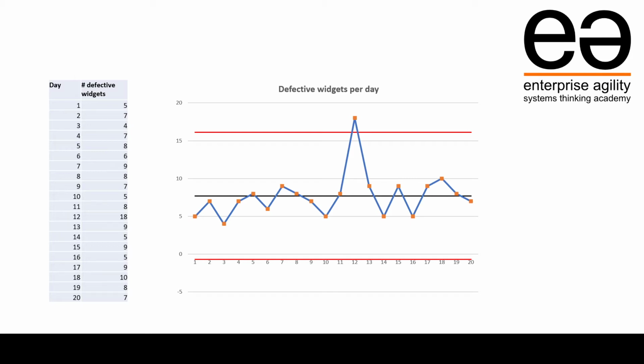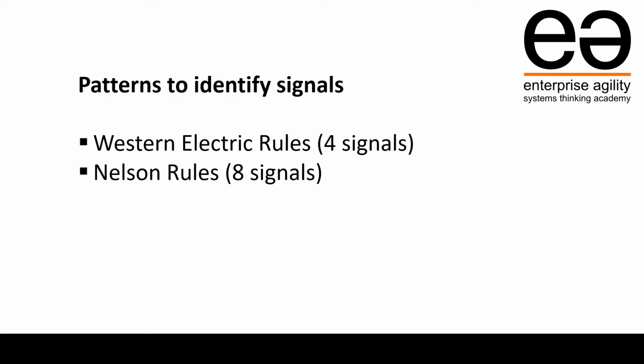There's at least two different sets of patterns that we can use that are collections of rules that determine whether a signal has been tripped or not. There's the Western Electric rules, which comprise 4 rules for 4 signals, and then there's also the Nelson rules. There's 8 of those, but the first 4 of them are actually the same as the Western Electric rules. But for this video, we're just going to focus on the 4 Western Electric rules.